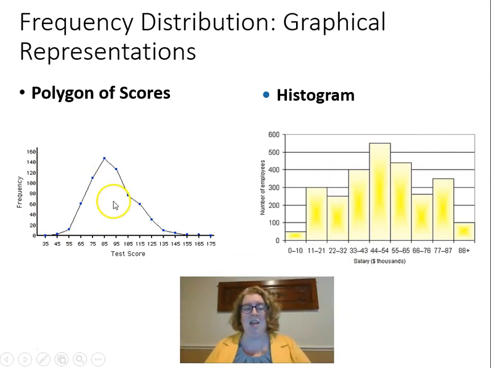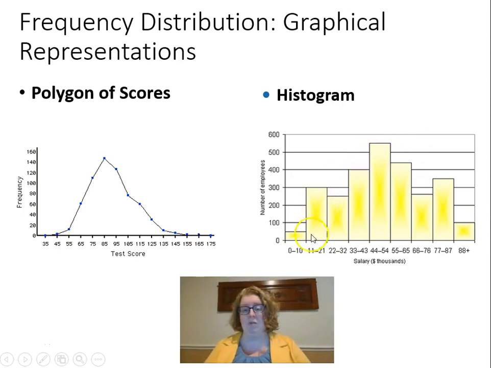We can graph these frequency distributions in 2 ways, either through a polygon of scores or a histogram. A polygon is really just graphing how many we had at each score point. It's like that simple frequency table that we saw before. You can see I had about 20 people at 55, 60 people who had 65, 100 people who scored a 75. So the area under this curve really shows me how many people scored at each level.